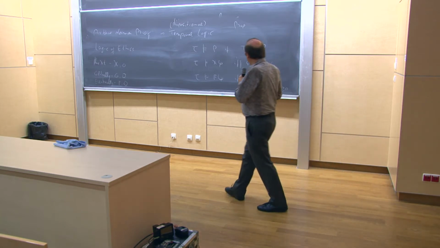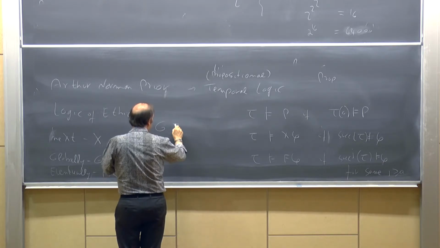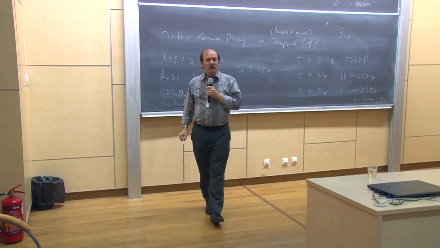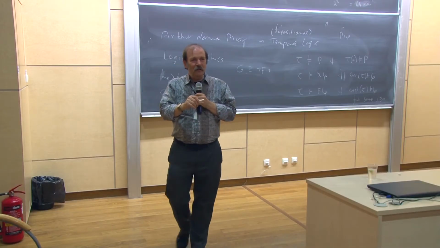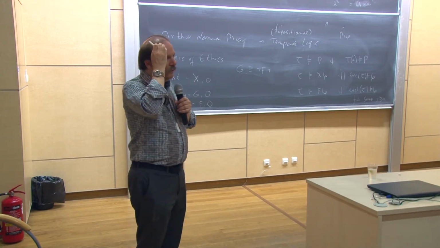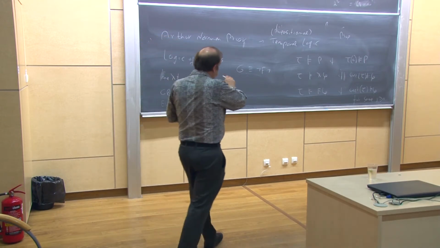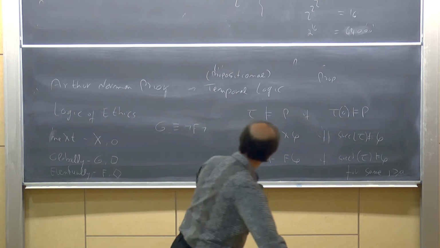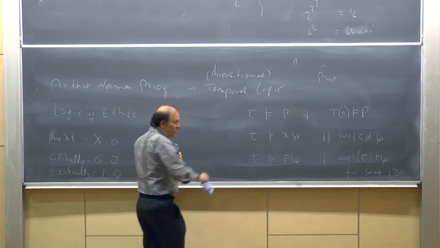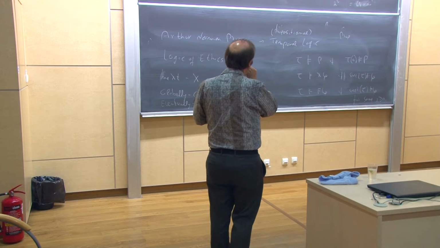Now, I don't need to write an explicit definition for G, because you can see that G is not F not. If something is always the case, then it is not the case that it is sometimes false. Something is always true if it is not the case that it is sometimes false. So this is the temporal logic that Prior defined.